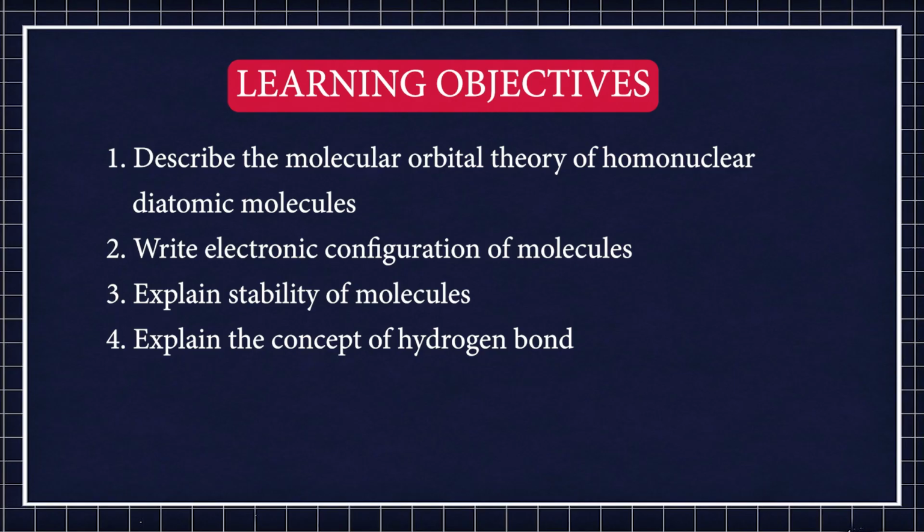But before starting today's class, I would like to share some learning objectives. These are: describe the molecular orbital theory of homonuclear diatomic molecules; second, write electronic configuration of molecules; and third, explain stability of molecules and explain the concept of hydrogen bond. Dear children, now we move on to molecular orbital theory.